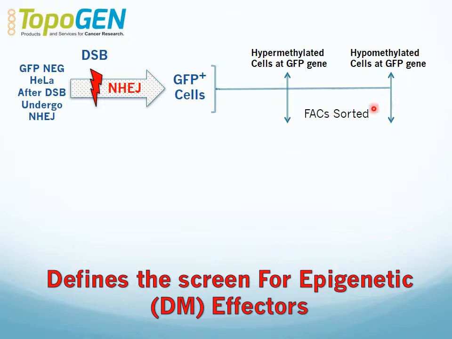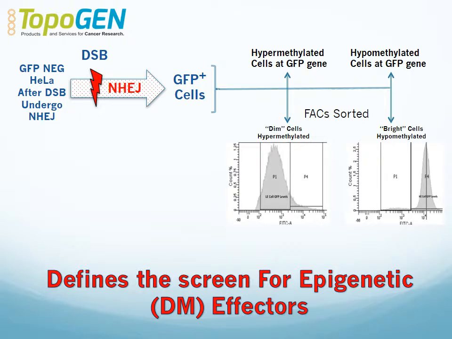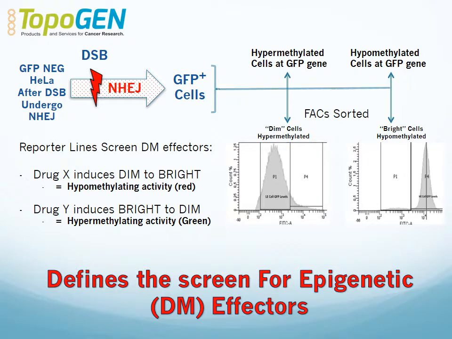And we can in fact sort these and generate individual populations of either heavily methylated GFP or unmethylated GFP containing cells. So for example, we would call these hypermethylated cells here, looking at this position, DIM cells, because they're not very robust in their expression of GFP. On the other hand, we also have a population of cells that are unmethylated or hypomethylated, which we'd call bright cells.